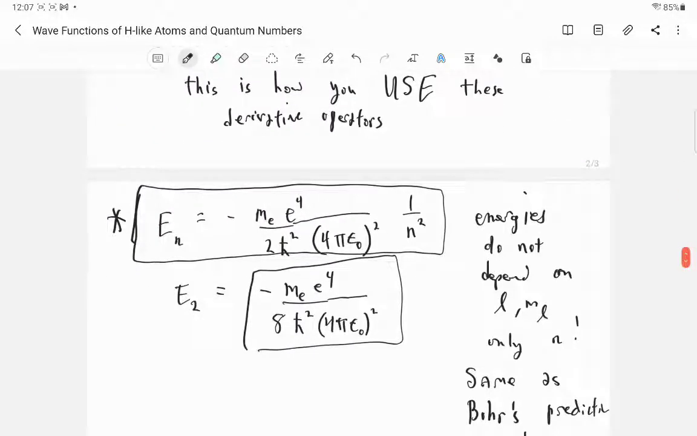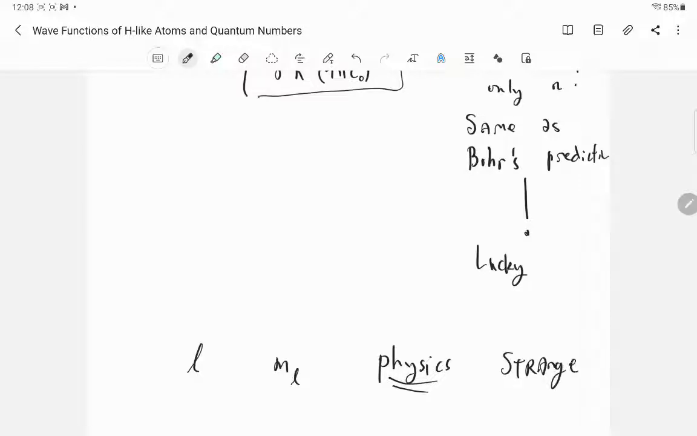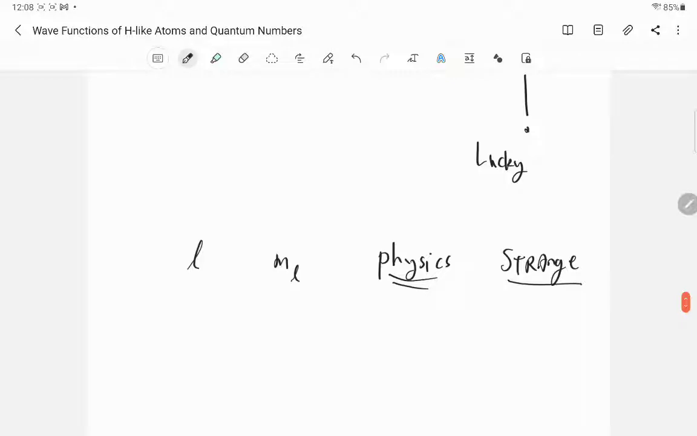Okay. So in the next video, I'm going to describe L and m sub L and what physics we are getting there. And let me give you a warning. It's strange. But this right here, let me give you a hint. This is the quantization of angular momentum.